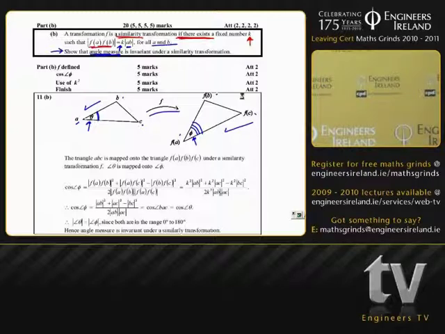And in mathematics, the presenting of something you don't know with a name allows you to play with it, and once you can play with it, you can solve it. Okay, here we are. The triangle ABC is mapped onto the triangle FA, FB, FC. Statement of fact, okay? Under a similarity transformation. Why is it under a similarity transformation? That's what we've been asked to do.